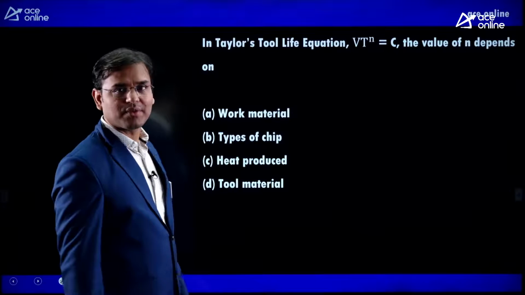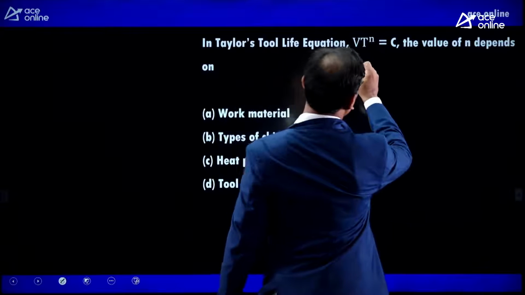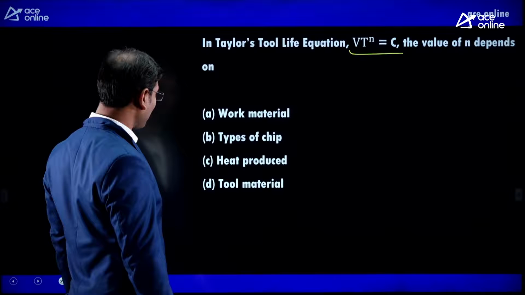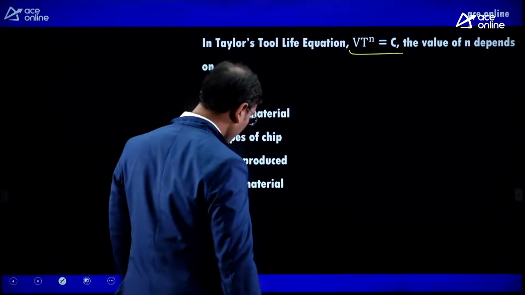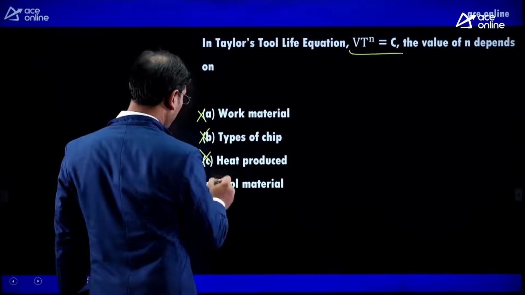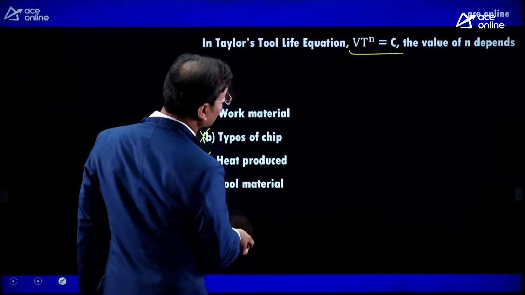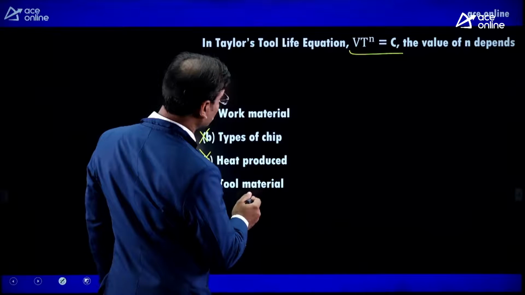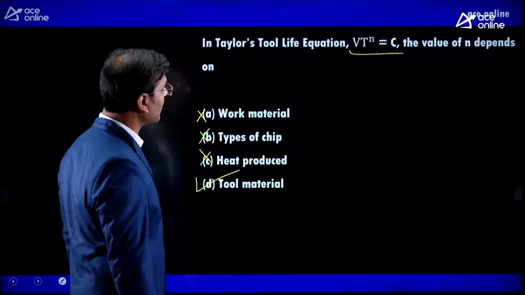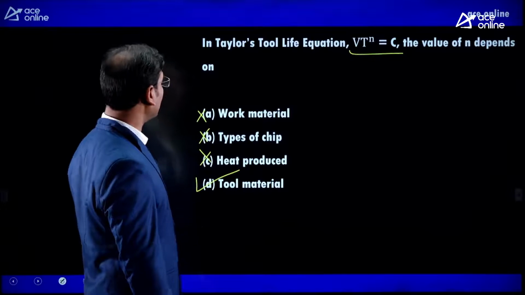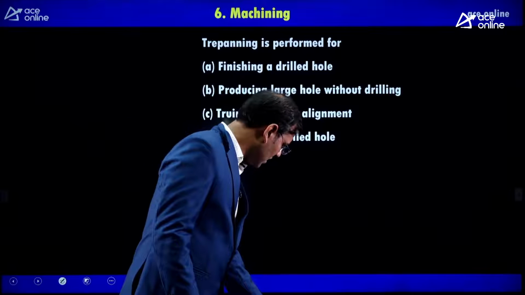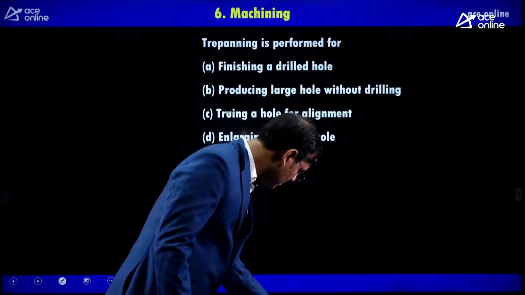In Taylor's tool life equation, that is V t raised to n is equal to C, very interesting, the value of n depends on what? Work material? No. Types of chip? No. Heat produced? No. The value of n, which is a constant, depends on the tool material. In Taylor's tool life equation, that small n constant depends on tool material. Now see the next question of the chapter, machining.